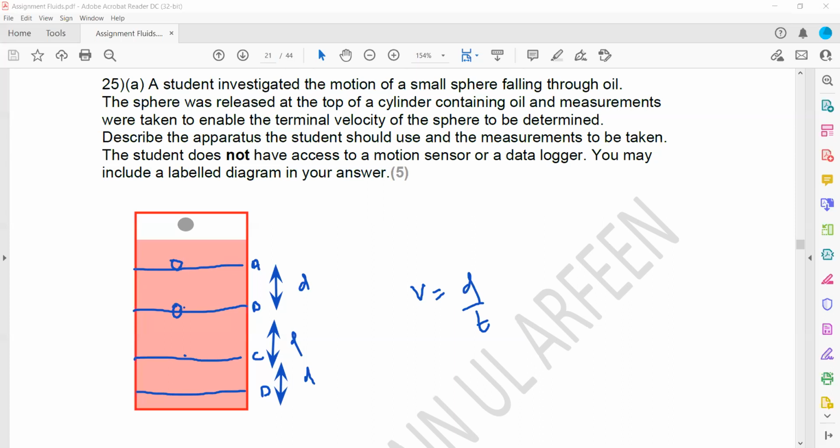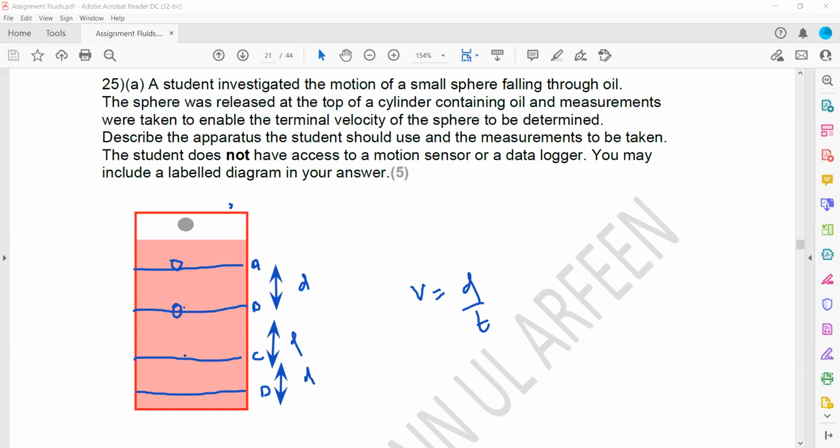Sources of error are there, like reaction time, and identifying whether it crossed the marker or is near the marker, that is always there. But by measuring the distance between the markers using a meter rule and the time using a stopwatch, distance divided by time will give us the speed. But one thing you have to keep in mind whenever you're drawing: to apply Stokes' law, the condition is that the size of the sphere should be very small compared to the size of the container.